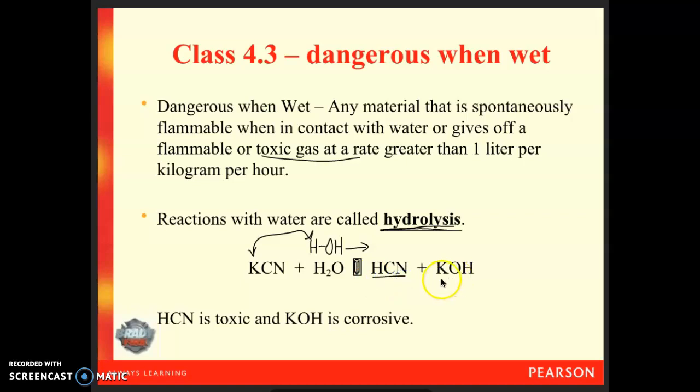and KOH, potassium hydroxide. Hydrocyanic acid is a toxic, really toxic, neurotoxic gas. And potassium hydroxide is a corrosive, and we've talked about corrosives in Chapter 8. This in particular is a base.